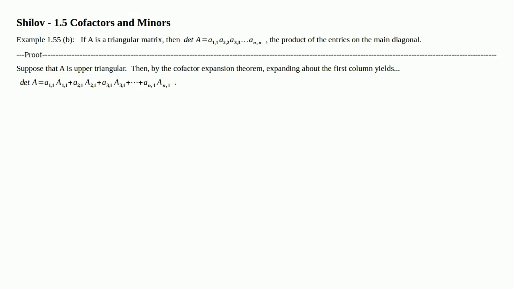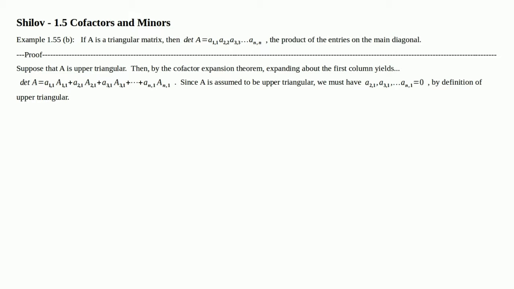Here's a proof. Suppose that A is upper triangular. Then by the cofactor expansion theorem, expanding about the first column yields that the determinant of A is equal to a sub 1,1 times capital A sub 1,1 plus a sub 2,1 times capital A sub 2,1, so on and so forth. Basically, we're expanding about the first column. That's just the cofactor expansion theorem. If you're not familiar with it, go check out the previous video.